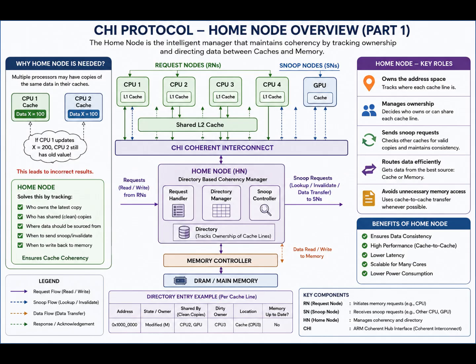Suppose CPU1 changes the value from 100 to 200, and CPU1 has the latest version inside its cache. However, CPU2 still has the old value 100 because it has no idea that another processor updated it. If CPU2 later reads its cache copy, it will use outdated information. This can lead to software crashes, incorrect calculations, corrupted files, or unpredictable system behavior.